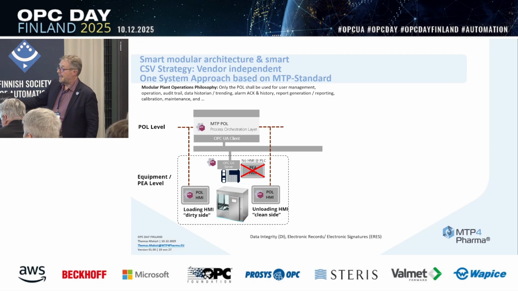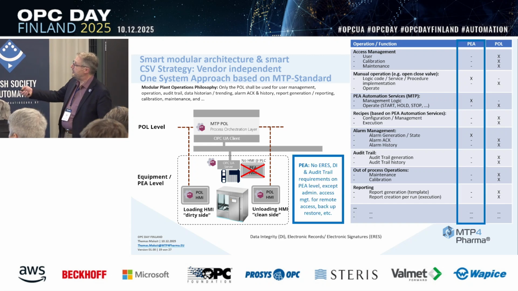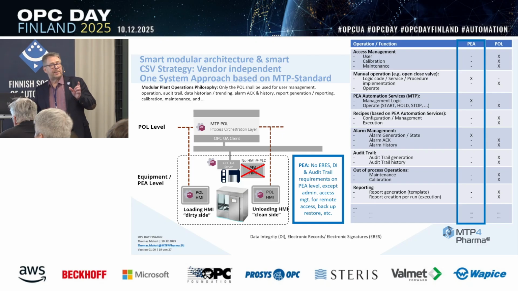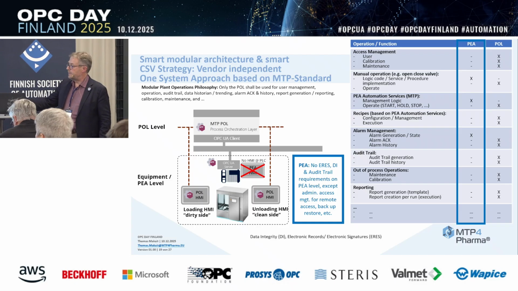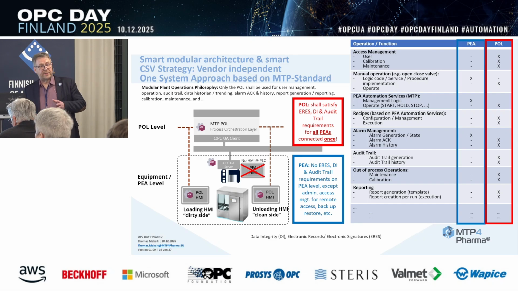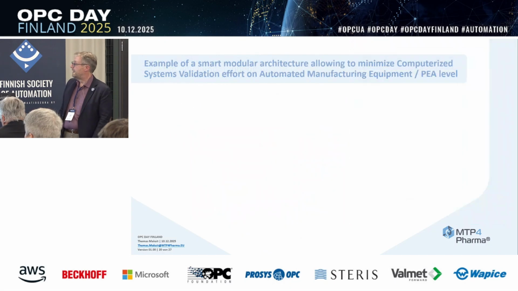But we have the HMI as defined in the MTP standard, driven via the POL. And this is a key table in workshops when I work with the clients, which functionality is where. And if we can minimize the functionality on PEA level, and all the electronic record, electronic signature, audit trail stuff is very cumbersome and detailed and to be clarified with every vendor. If you say, well, we don't want this here, we only want it on POL level, then you can reduce a lot of effort in the equipment automation. You concentrate and focus on the manufacturing process and the functionality to automate.